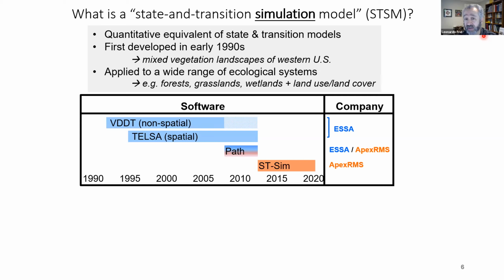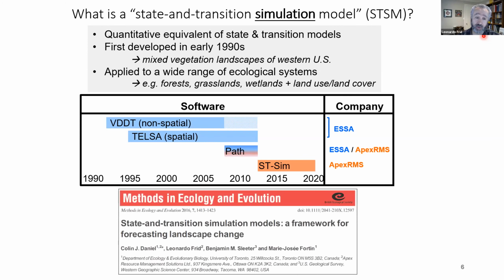And so that eventually led to the development of STSM. First version was released in 2013, and that was developed by ApexRMS, the company that I work with. And there's a paper I'm going to talk a little bit more about that outlines the methodology behind state and transition simulation models. So this really lays out the theoretical framework for the approach and provides an example. And this is one of the examples that I'm going to be talking about today.